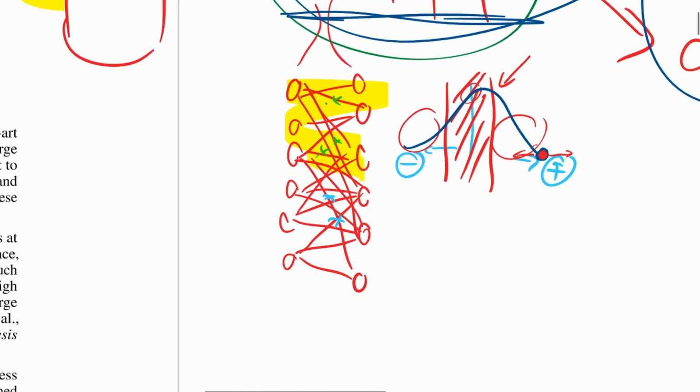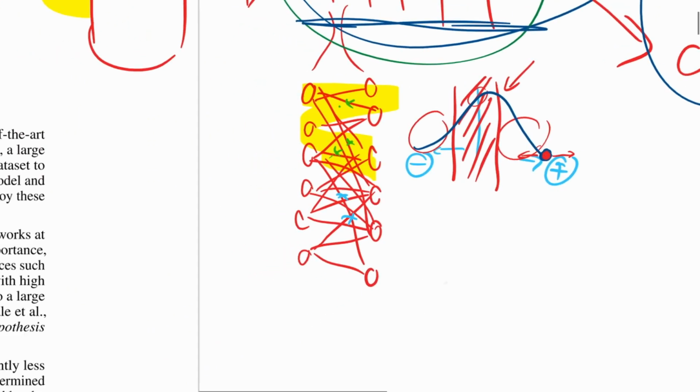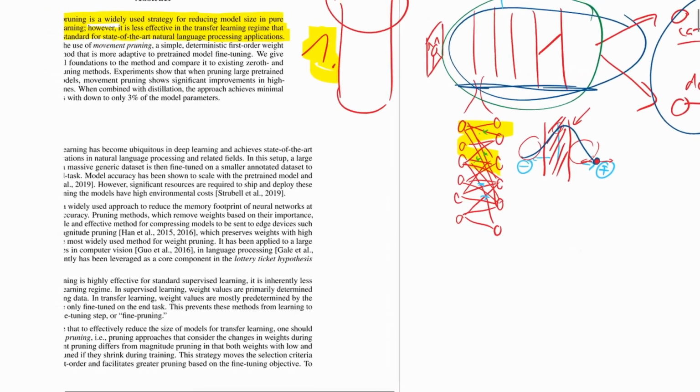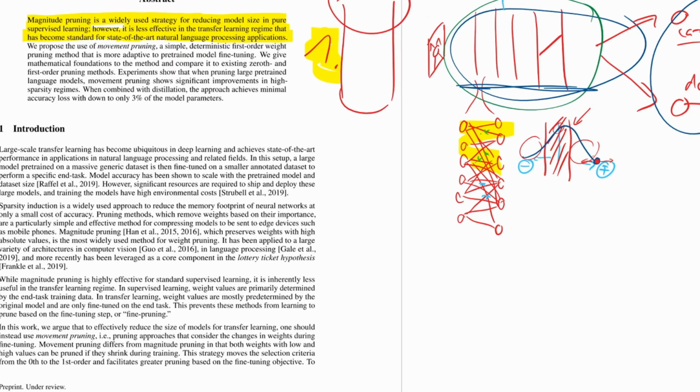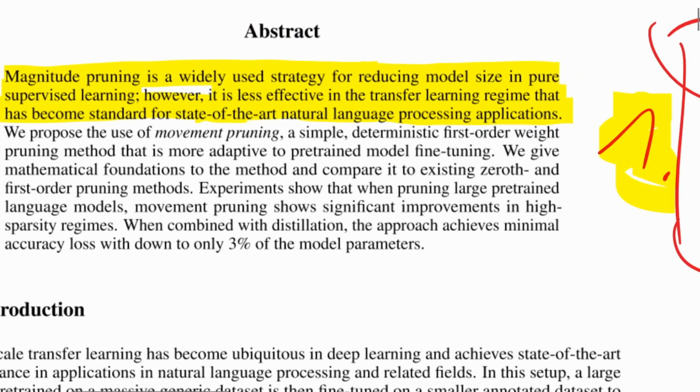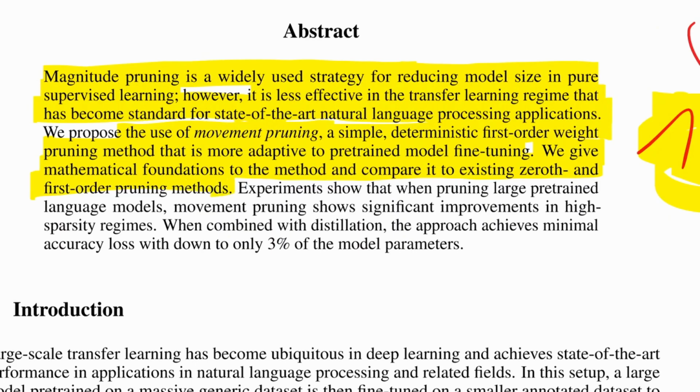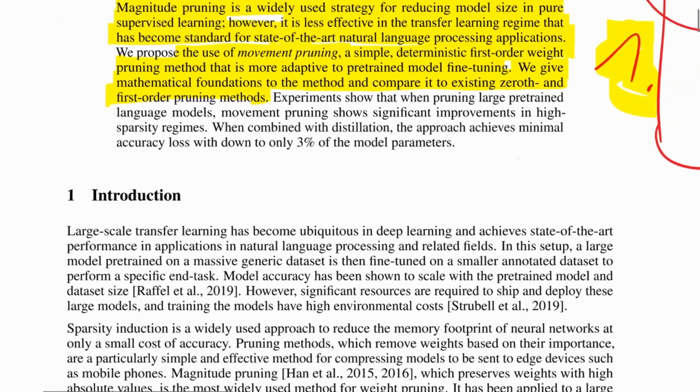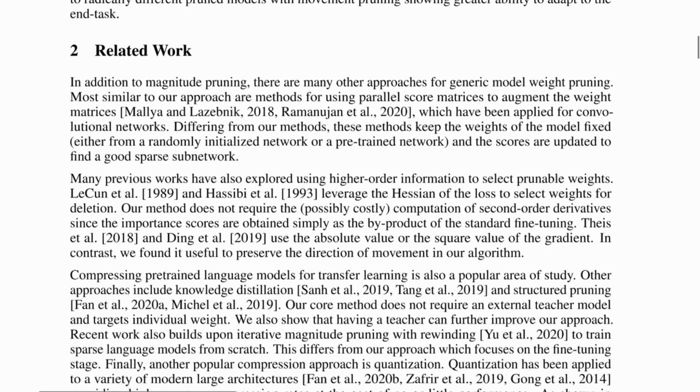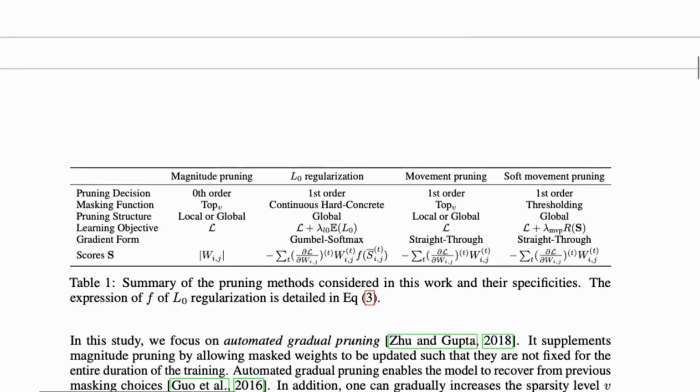Now, how do you measure how it moves, and how exactly do you do all of this during training such that you don't make mistakes? That's the point of this paper. They say, we propose movement pruning, a simple deterministic first order weight pruning method that is more adaptive to pre-trained model fine-tuning. We give mathematical foundations to the method and compare it to existing zeroth and first order pruning methods. Okay, so that's basically on a high level.